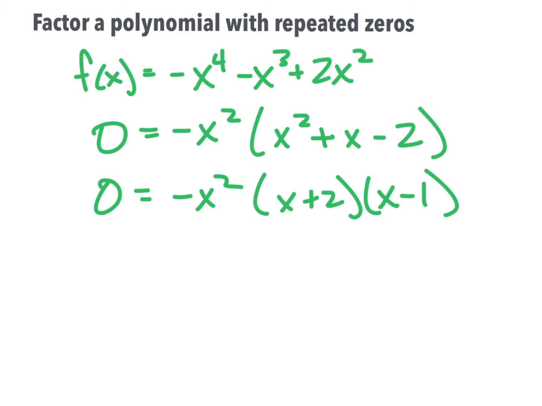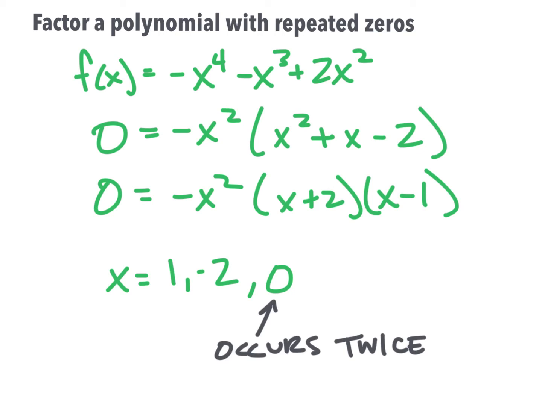So this x to the fourth lets me know that it has a possible 4 zeros. Well, I see the zeros at x equals 1, negative 2. And then this one right here tells me that it's at 0. And because it's an x squared, 0 actually occurs twice. It's a repeated 0. I mean, you could actually think about this as negative x times x plus 2 times x minus 1. And that's why you would see that this 0 occurs twice.